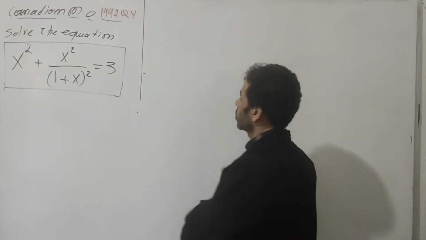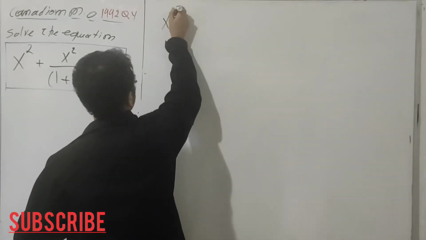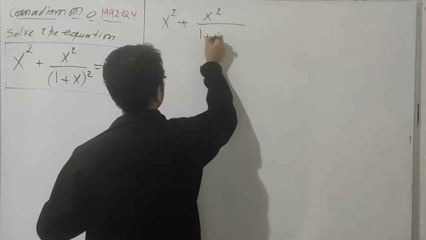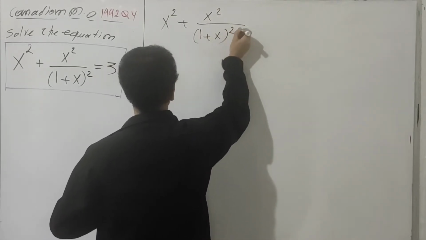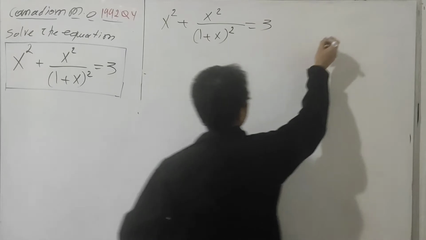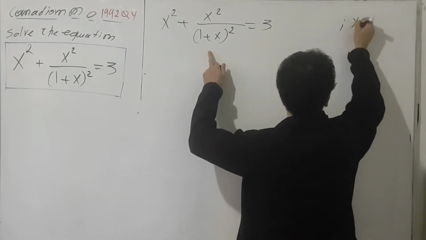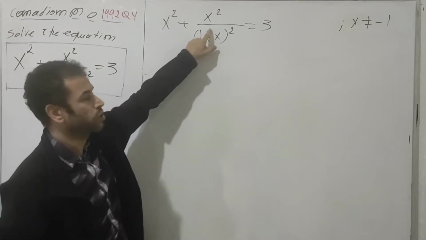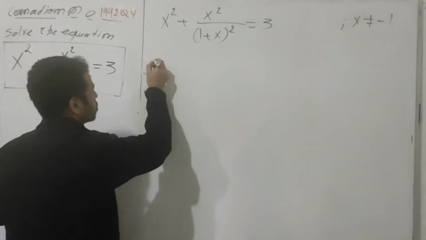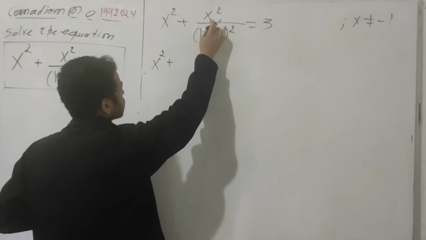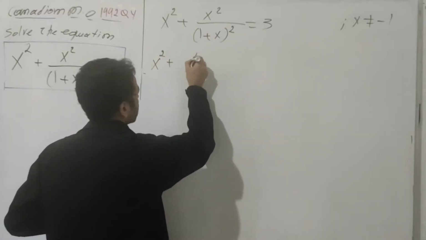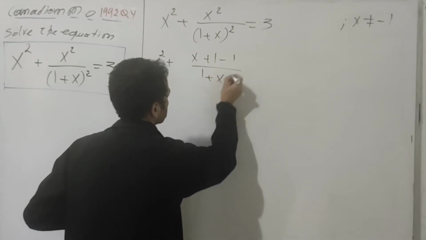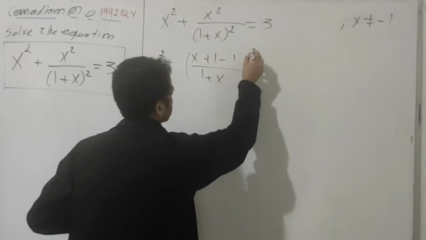So we have the following equation: x squared plus x squared divided by (1 plus x) quantity squared equals 3. The first thing: the denominator must be different from zero, so x is not equal to minus 1. Now I'm going to work on this fraction. We have x squared, and this fraction can be written in this form: (x plus 1 minus 1) divided by (1 plus x), the whole thing raised to the power 2.